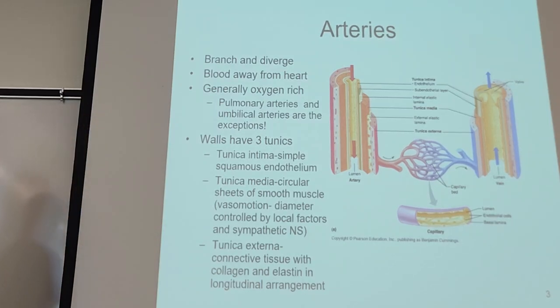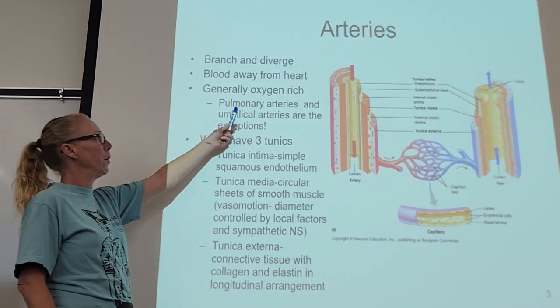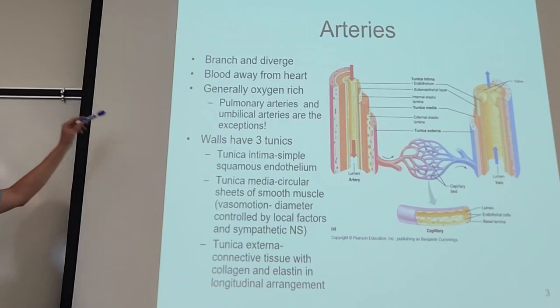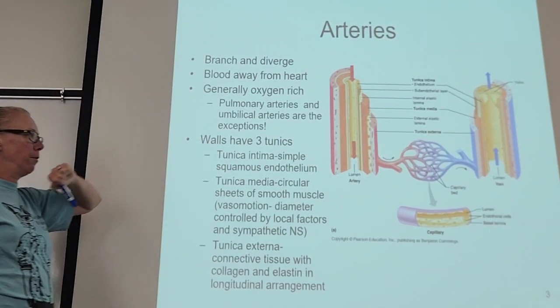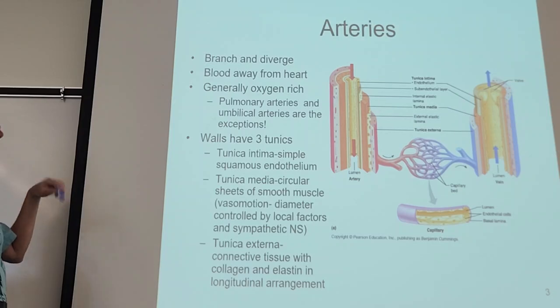Okay, so arteries, we know, branch and diverge, okay? They take blood away from the heart, nothing new here. Generally oxygen rich, but you can't say that they all are, right? Because we know pulmonary arteries carry oxygen poor blood to the lungs for gas exchange. And umbilical arteries we'll identify later in fetal circulation. That's another exception, but we'll talk about that later.